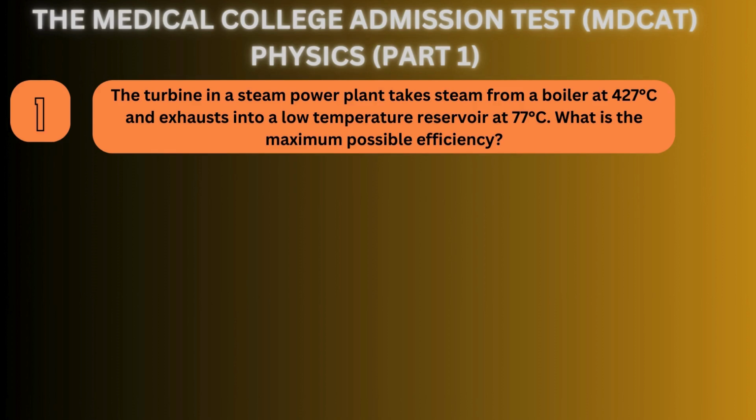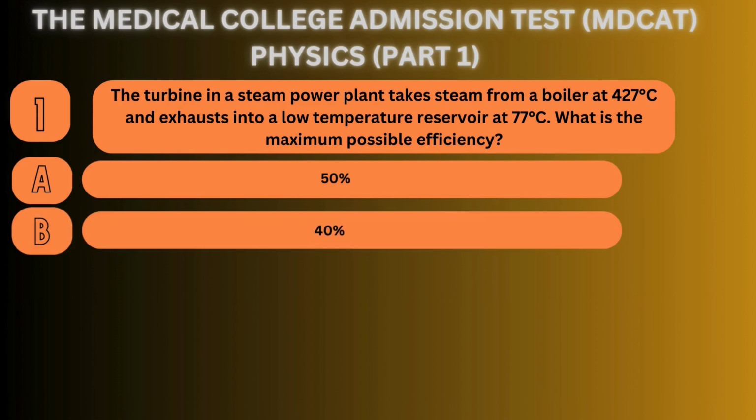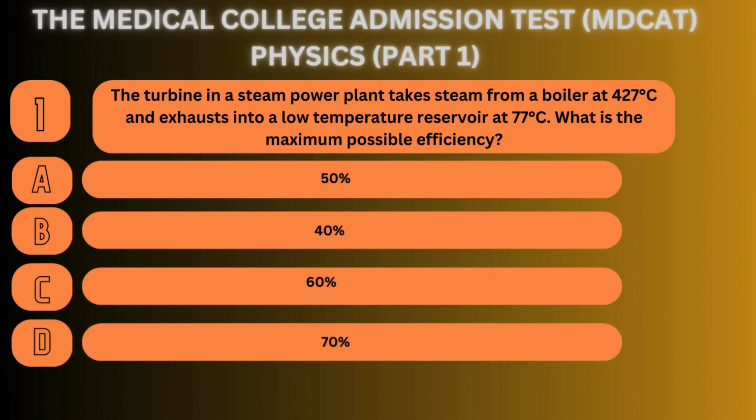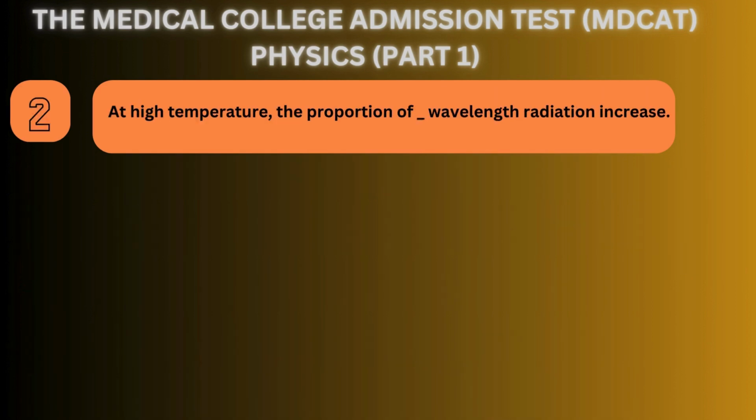Question number 1. The turbine in a steam power plant takes steam from a boiler at 427 degrees Celsius and exhausts into a low-temperature reservoir at 77 degrees Celsius. What is the maximum possible efficiency? Option A, 50%. Option B, 40%. Option C, 60%. Option D, 70%. 5, 4, 3, 2, 1. Correct answer is C, 60%.